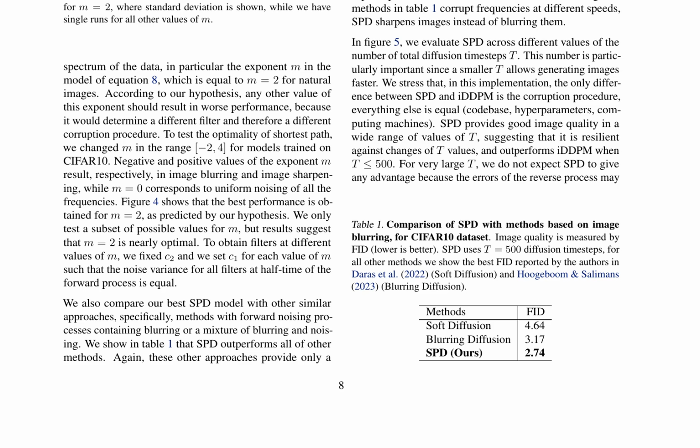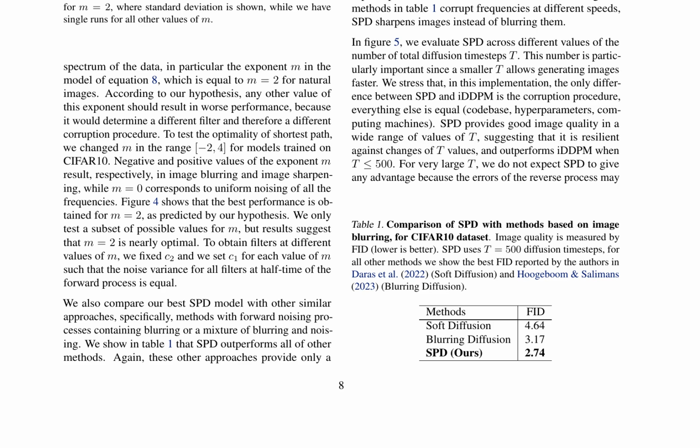The performance of SPD is evaluated across different numbers of total diffusion time steps t in Figure 5, demonstrating that SPD provides good image quality in a wide range of t values and outperforms IDDPM when t is less than or equal to 500. Notably, SPD sharpens images instead of blurring them and provides a more resilient corruption procedure. However, the authors acknowledge that for very large t values, SPD may not offer any advantage due to errors in the reverse process. Overall, the results support the hypothesis that the optimal SPD filter provides the best corruption procedure for generating high-quality images.